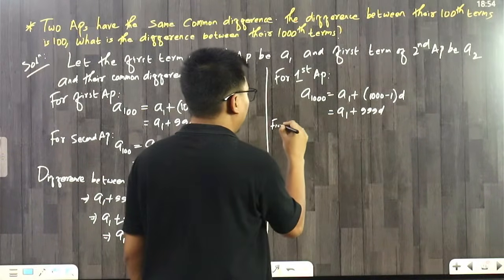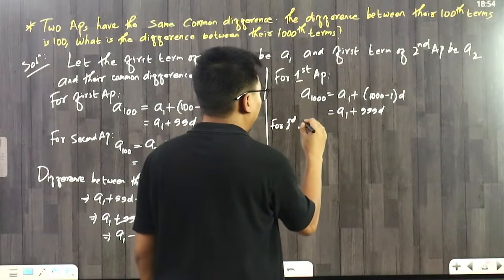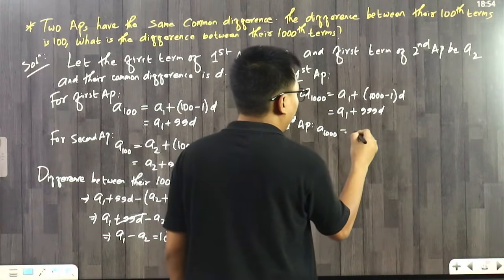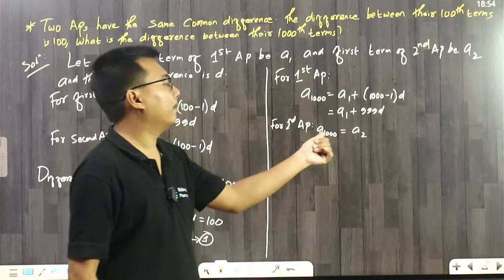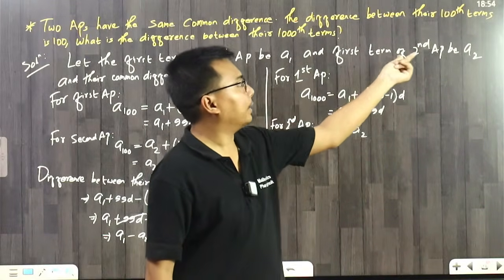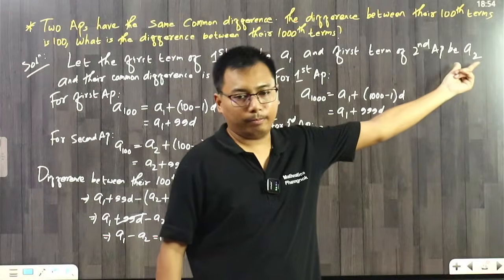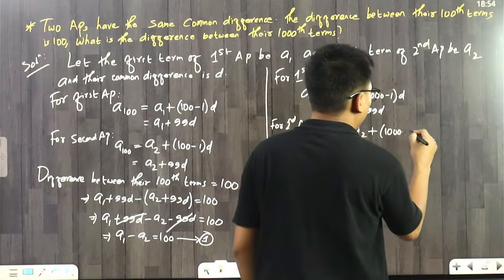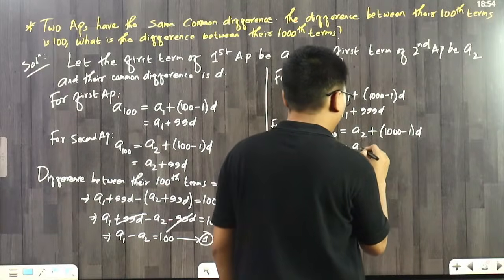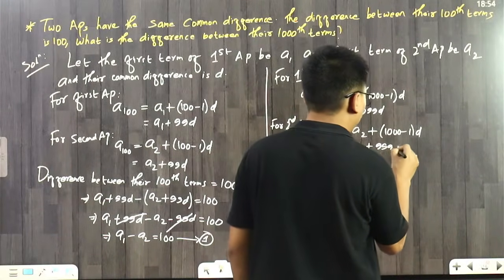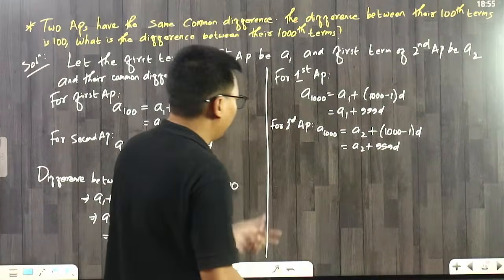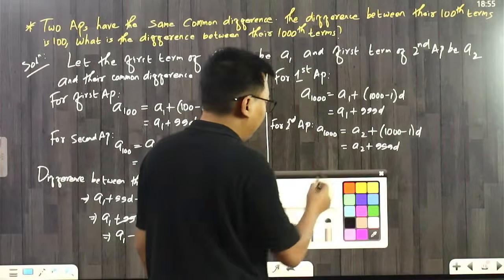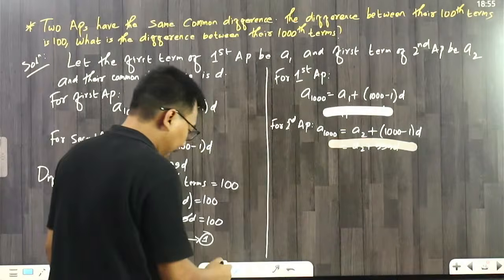Okay. Now again for the second AP, A1000 will be A2 plus (1000 minus 1)d, where A2 is the first term of the second AP. So A2 plus 999d. So we got the 1000th terms of the first AP and second AP. This is the 1000th term of the first AP and this is the 1000th term of the second AP.